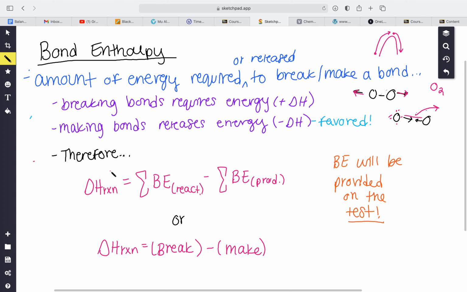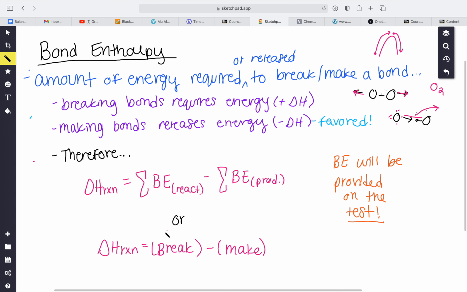Okay, so therefore we have the equation that the enthalpy of a reaction is going to be equal to the sum of the bond enthalpies of all of the reactants minus the sum of the bond enthalpies of the products. When we have a reactant, we're going to be breaking those bonds, so it's going to be positive. And then when we have the products, we're going to be making bonds, meaning that it's going to be negative. So that's why we have that negative here.